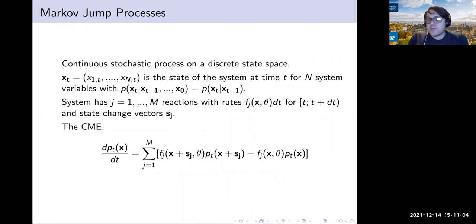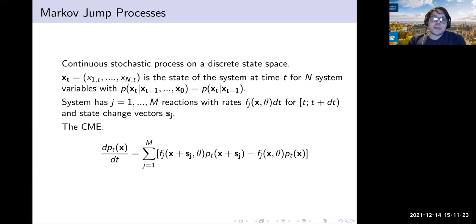We're assuming that this is a Markovian structure, so the probability distribution over state at time t, conditional on all previous time points, because of the Markovian property, we assume is only conditional on the previous time point and not dependent on any previous time points that we may have integrated over.